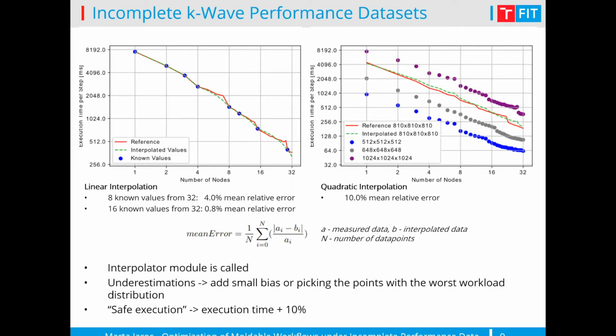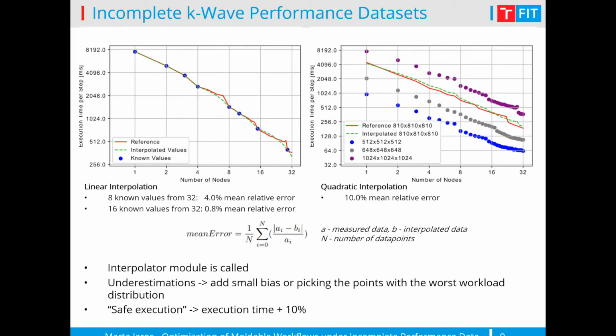Next, I'm going to talk about my second experiment, where I was investigating interpolation methods. So in the first case, I did some experiments where the scaling was interpolated for only a single domain size. Since the K-wave code scales quite well, the linear interpolation gives promising results with mean relative error under 4%. On this slide, you can see how I calculate the mean error.